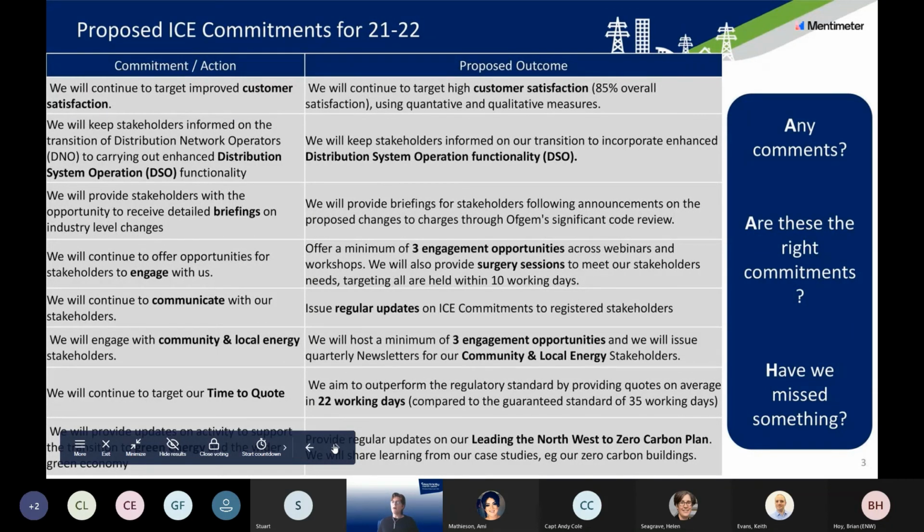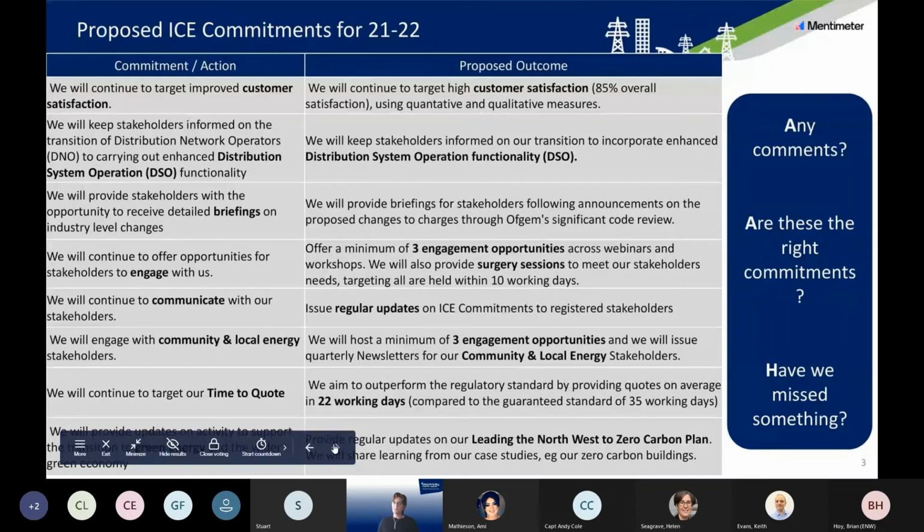In terms of what's happening in the industry, there was a significant code review from Ofgem that was due to happen this year. That's now been deferred into next year, so that makes sense to carry that over, and we will commit to keeping you updated on what comes out of that code review.